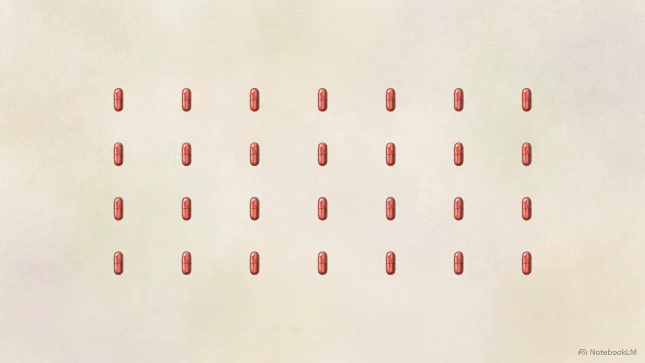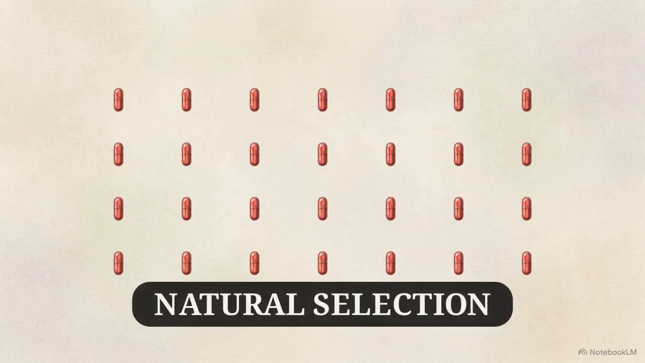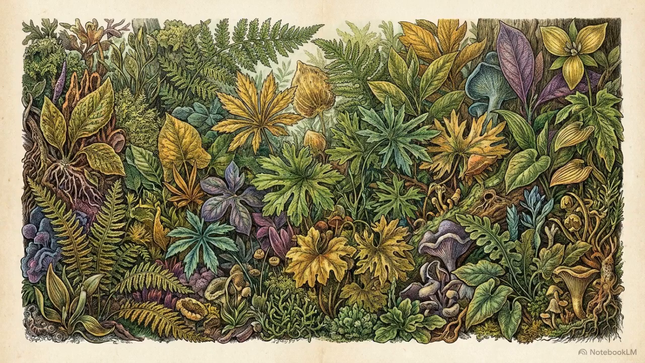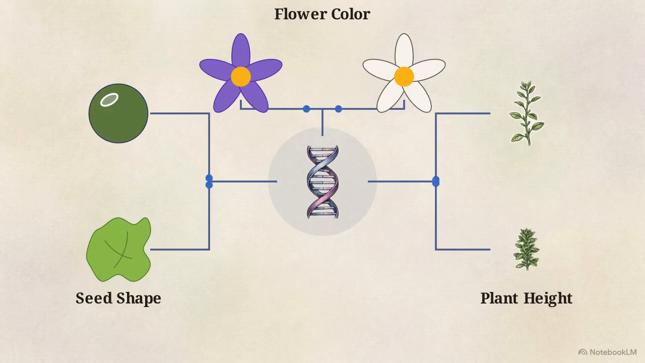Environmental factors select these successful variants, forming the basis of the evolutionary process. These rules of inheritance provide the diversity required for life to persist. By ensuring every generation possesses a unique range of traits, the machinery of heredity creates the variations necessary for a species to adapt as the world changes around it.